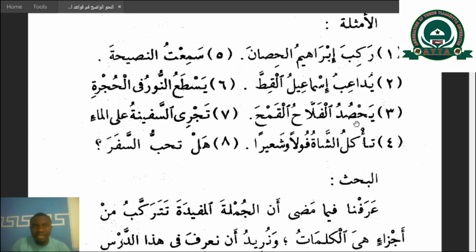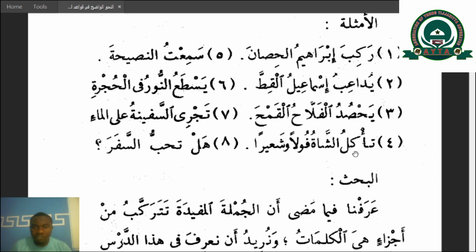Yahsudu al-fallahu al-qamha. The peasant farmer, al-fallah, you can say farmer or the peasant farmer, is harvesting the wheat. Al-qamh, wheat or cereal grains. Yahsudu is from the verb hasada, to harvest.